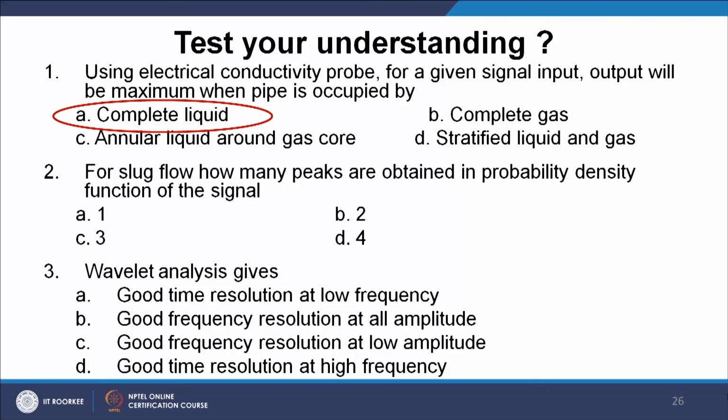Question number 2, for slug flow how many peaks are obtained in the probability density function? The answers are 1, 2, 3 and 4. All of you know the answer will be 2, right.